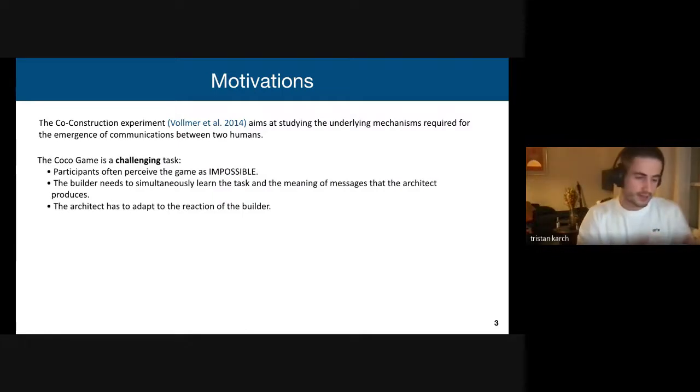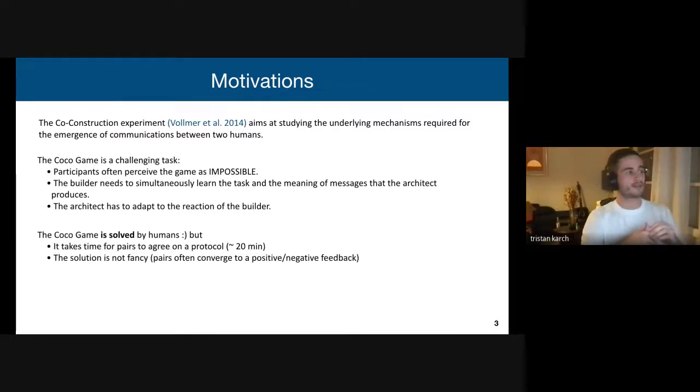This experiment is kind of cool, and also it's a challenging task. Oftentimes, when we ask participants to perform this task, they judge this game as impossible or really hard to perform. It's challenging because the builder needs to simultaneously learn the task while also learning the meaning of the messages. And on his side, the architect needs to adapt to the reaction of the builder. So there are really various dynamics in this experiment.